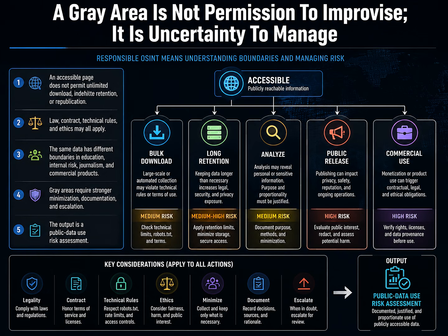The previous lesson dealt with clearer red lines: no credential attacks, impersonation, or access control bypass. This lesson is closer to everyday project work. The page genuinely opens, yet you are still unsure whether to download the entire site, retain it permanently, build profiles, or publish the result. That is the gray area.